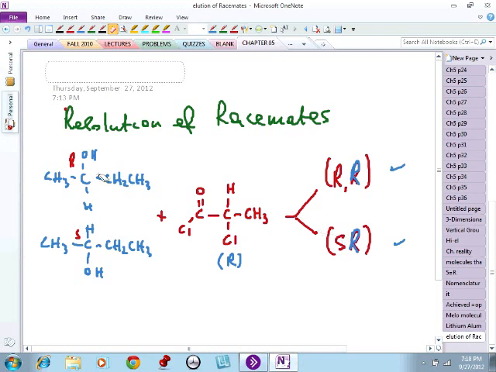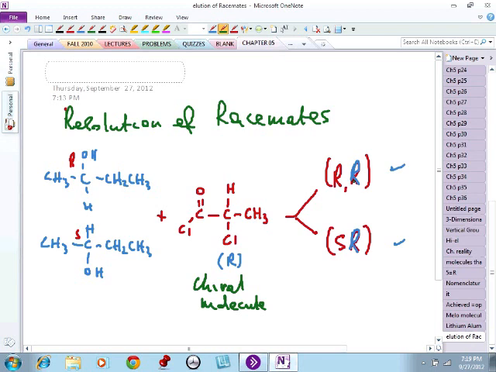So see what we've done here. We started with a mixture, a racemic mixture or racemate, in which you have two equal amounts of enantiomers, right? And then you react with a chiral molecule. And the enantiomer reacts with the chiral molecule to now form two different molecules. And the relationship between them is diastereomeric. In other words, this is a diastereomer of this and vice versa.